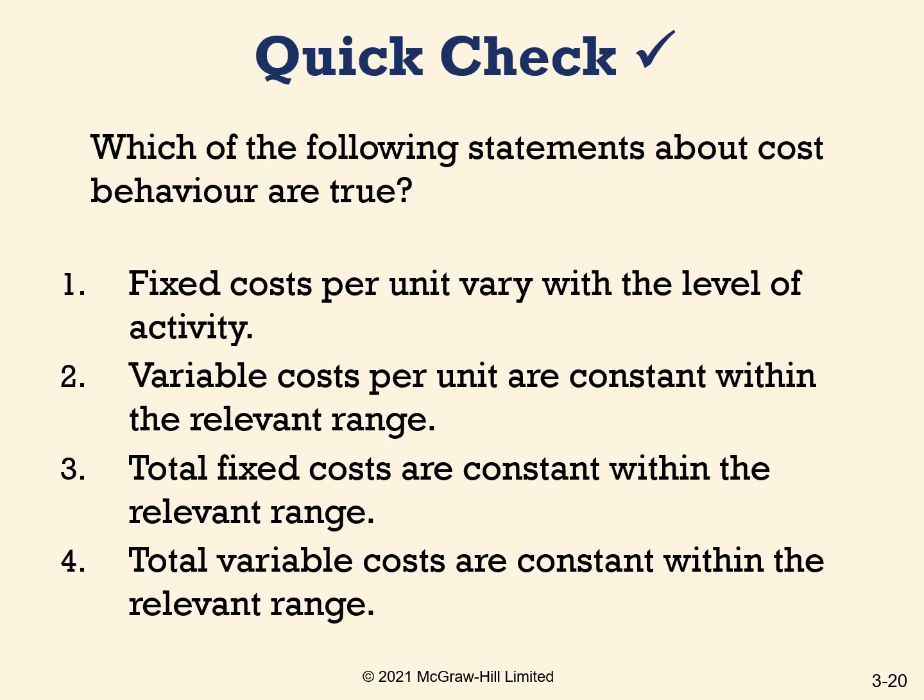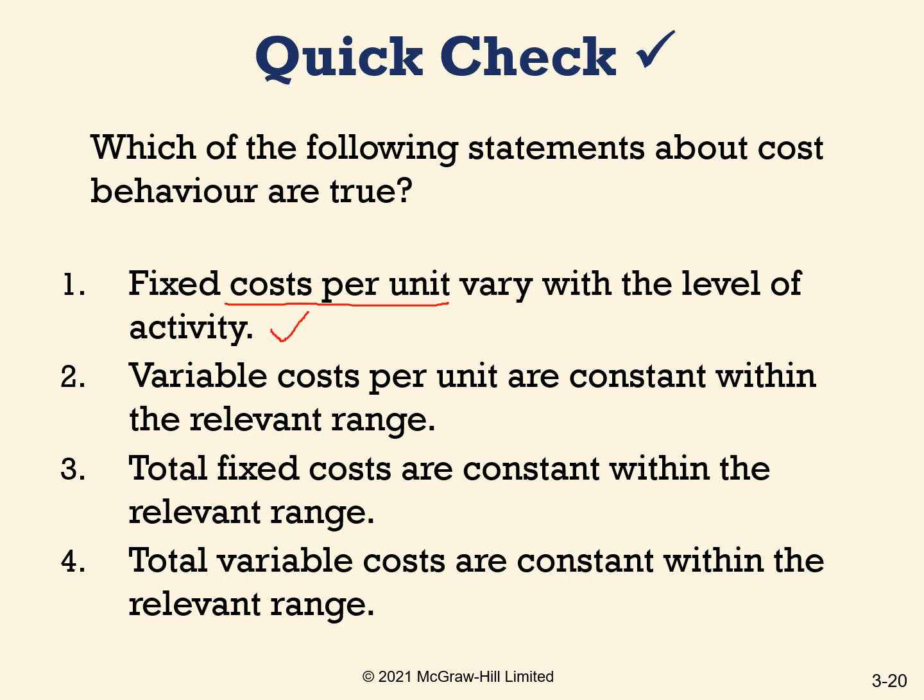So a quick check here. Which of the following statements about cost behaviors are true? Number 1, our fixed costs per unit vary with the level of activity. So the key word here is our cost per unit for our fixed costs. As we know, our fixed cost per unit will vary with activity. So this is right.